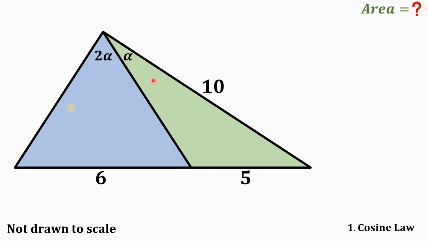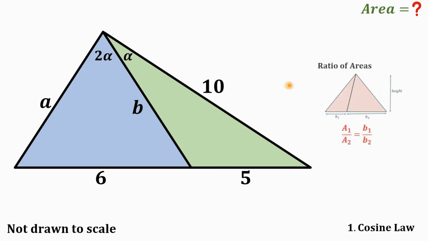Before we use the cosine law, let's name some segments. So this segment, let's call this A, and this segment, let's call this B. Now, don't assume unless stated. In this figure, we cannot say that this triangle, this blue triangle, is an isosceles triangle unless stated. So let's have A and B for the meantime.